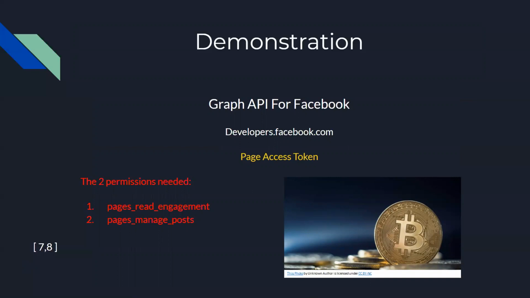Except our app doesn't need access to information. Our app puts information on the user's Facebook account. For that, we need a special token called a page access token. This special token will allow us to publish to a page. This special token requires 2 permissions to gain this token. They are the page read engagement permission and the page manage posts permission. The client must also use a post request to publish information.